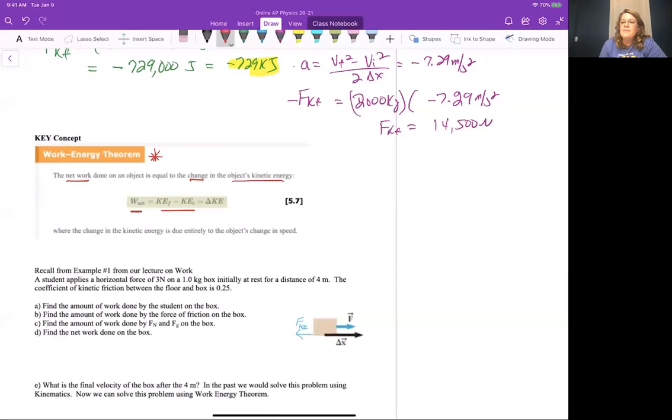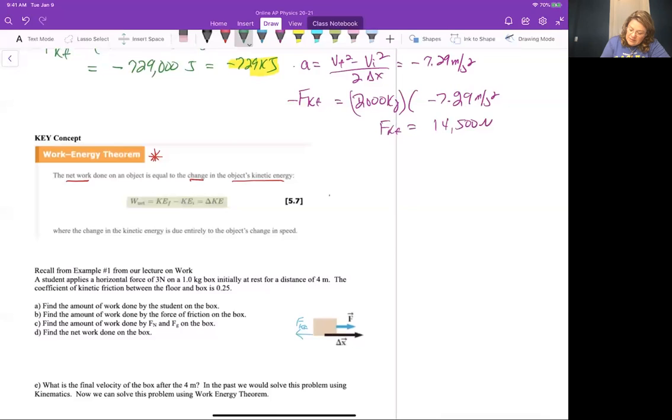If you have a net force, which means you will have a net work on an object, you are going to have a change in velocity because you have acceleration, and it is equal to the change in kinetic energy that the object experiences. Your equation sheet does not have this on there in this form.